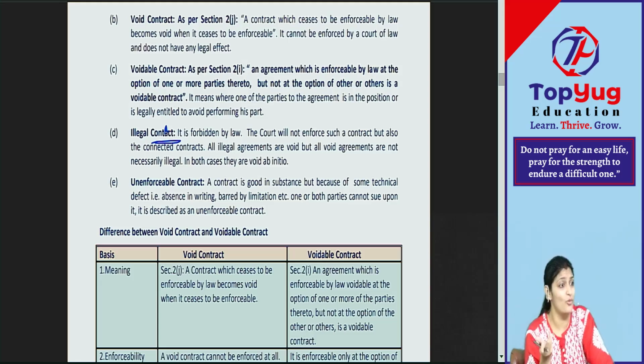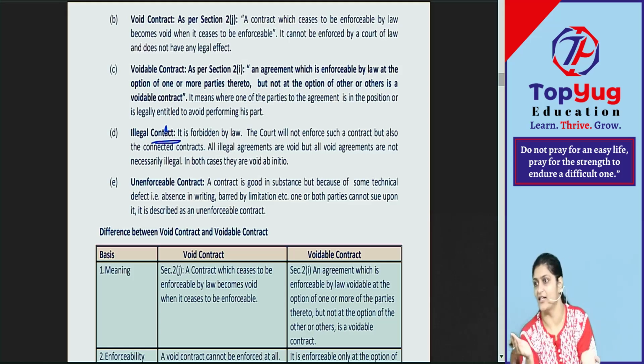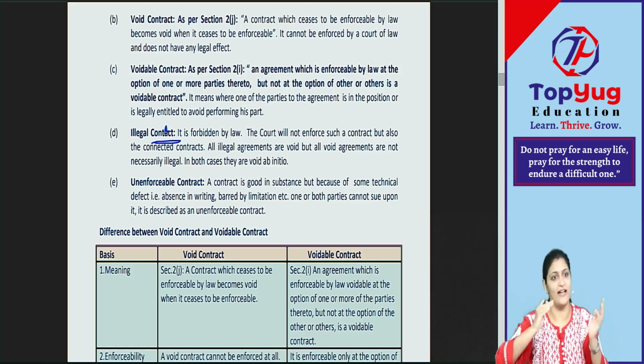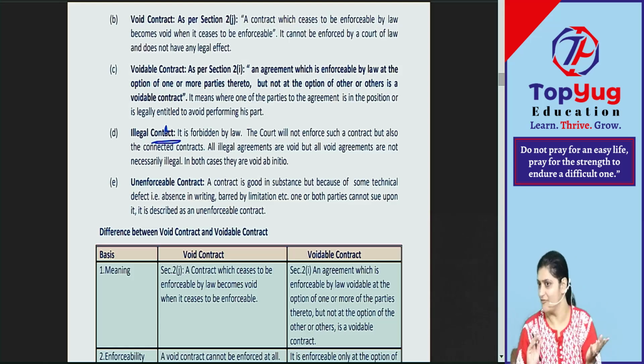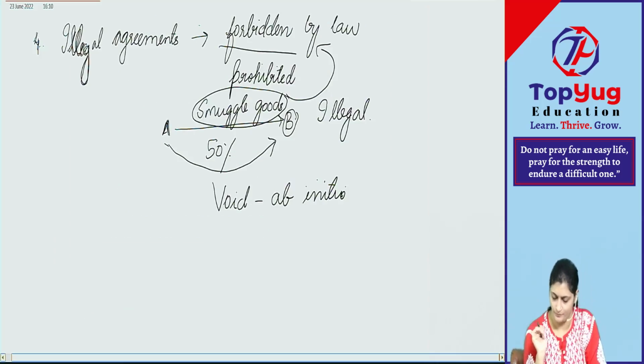Void ab initio means what? Void from the very beginning. It was an agreement, it is an agreement. It did not become a contract. From the very beginning, it was void, not valid, illegal. That is the reason I wrote illegal agreements. For you to understand, it can be illegal contract, illegal agreement, one and the same. Why? Because that is an agreement which never became a contract. Void ab initio it is. Understood? Yes or no? Okay.